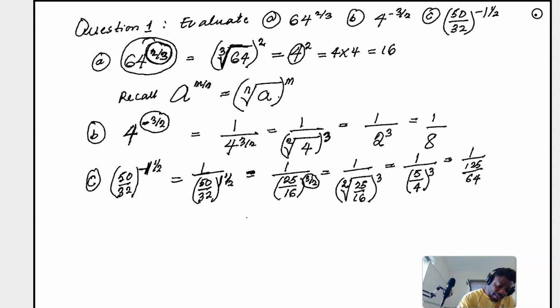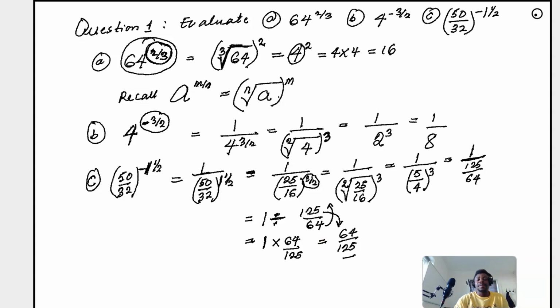So here, remember, you have 1 divided by 125 over 64. That is what that means. If I change this division to multiplication, it simply means the denominator will go up and the numerator will come down. That is the meaning. So this is 64 over 125. So here our answer becomes 64 over 125. Let's go to the next question.